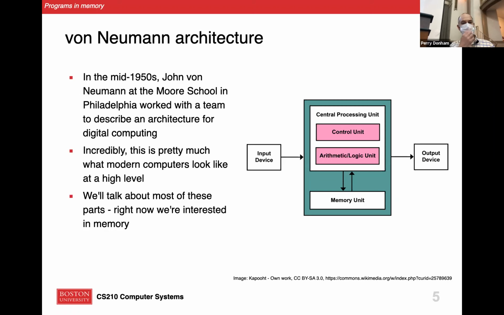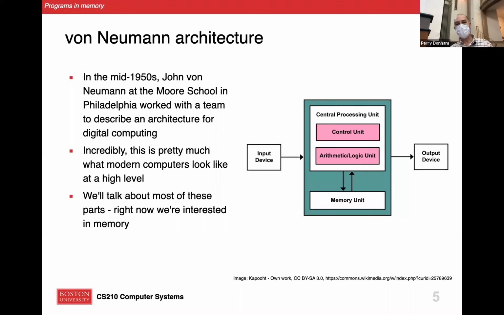Those I/O pieces, back in von Neumann's day, input was probably off of paper tape or maybe a teletype keyboard sort of thing. We didn't have monitors or anything, and output was probably a printer or tape or something like that. But really, this shape is exactly what we use. It hasn't really changed all that much.